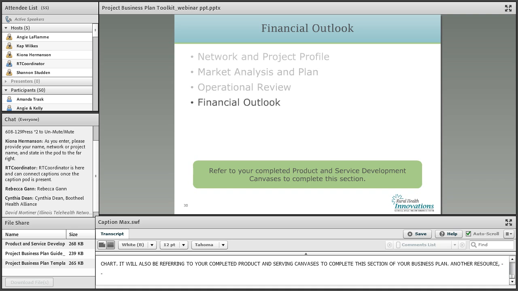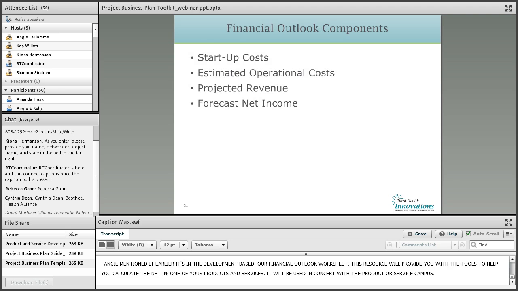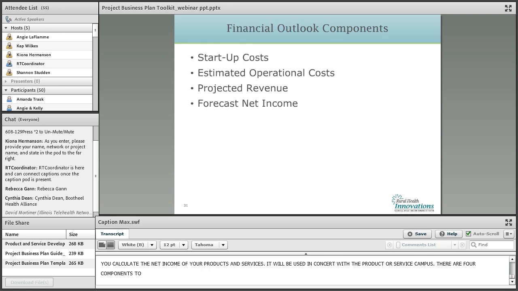So I'm just going to mention that in your business plan template within the operational review section, there's space for each of the components that I've identified for you to fill in your description. It can be a narrative or a bulleted list, and you'll be using your product and service development canvases to pull that information. Remember that your canvases were completed, one for each of your products and services, before you even start writing your business plan.